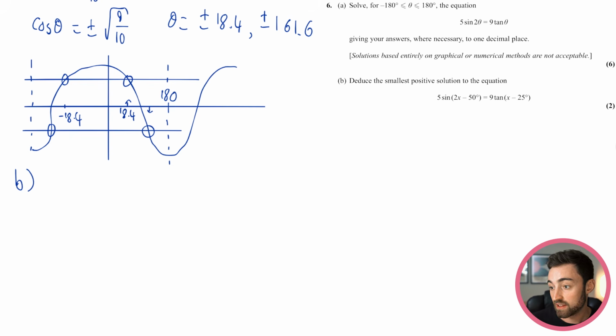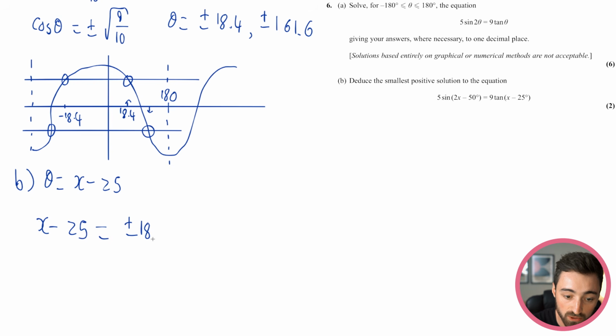If you just basically set theta equal to x minus 25, that equation is going to turn up, isn't it? Because the 2 theta is then going to be 2x minus 50. So essentially, all of my solutions for x minus 25 are going to be these ones here, the ones for theta. So I'm going to get the plus minus 18.4. I'm going to get the 0. I'm going to get all of them, basically. And I'm interested in the smallest positive solution.